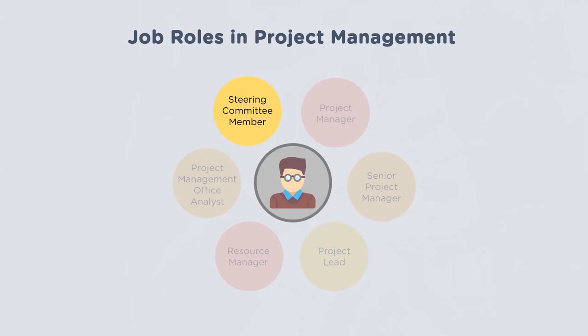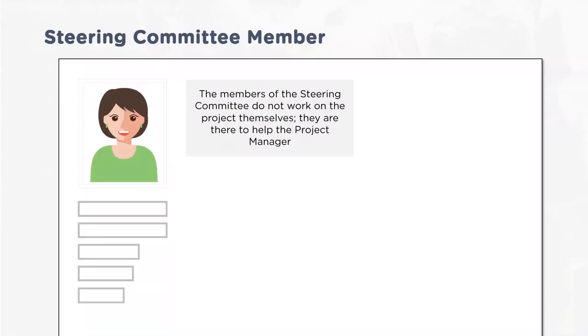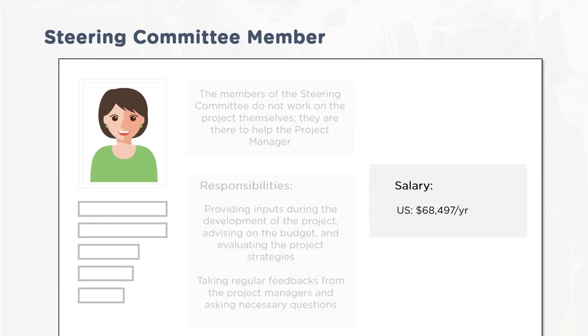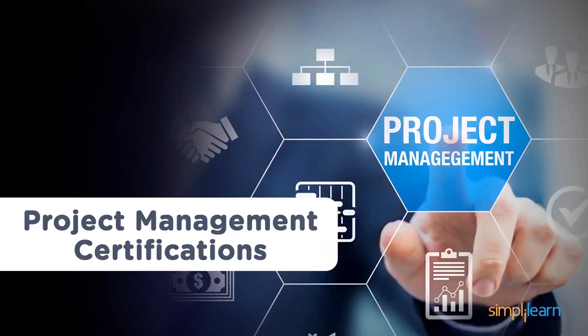So steering committee member. The steering committee members are the members who do not work on the project themselves. They are there to help the project manager, like providing inputs during the development of a project, advising on the budget and evaluating the project strategies, taking regular feedback from the project managers and asking necessary questions. So salary would be around $68,497 per year.